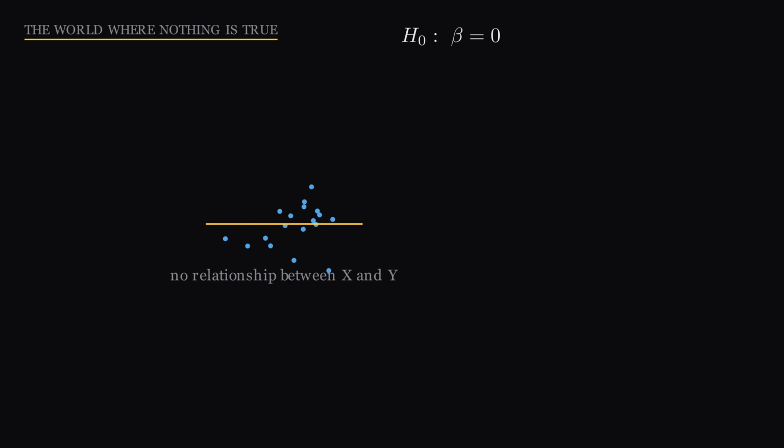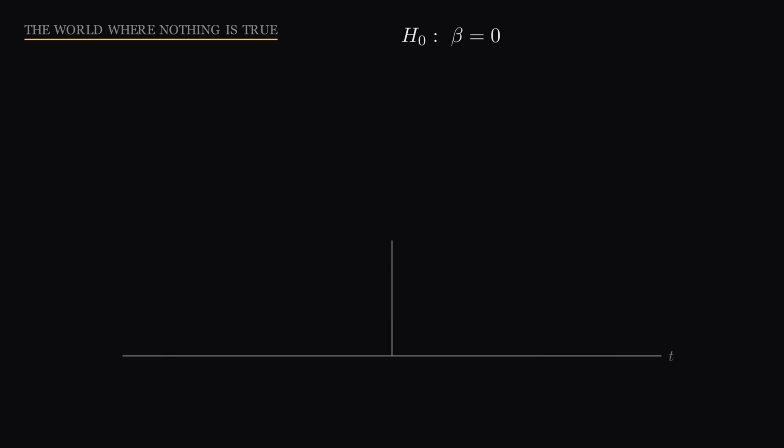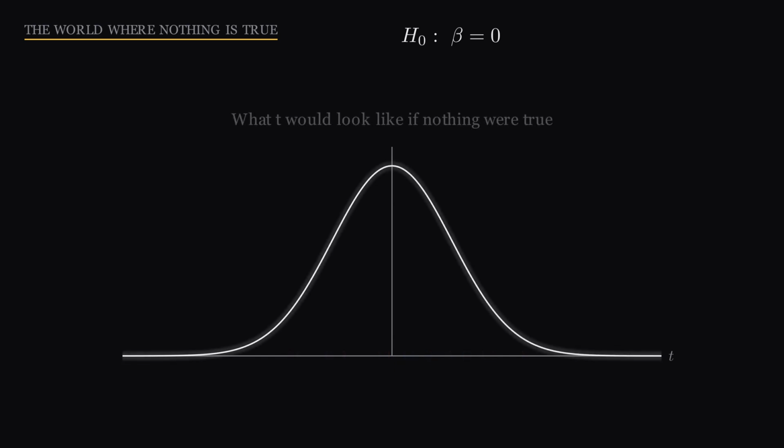Statistics has a particular way of testing a claim. Instead of trying to prove that a relationship exists, it starts by assuming the opposite, and then checks whether the data can live with that assumption. So we imagine a world in which beta is exactly 0, no relationship between x and y. This is the null hypothesis. In that null world, our t-statistic wouldn't come out to 0 every time, because random sampling would still push it around a little, but it would almost always land near 0, and its value would trace out a familiar bell.